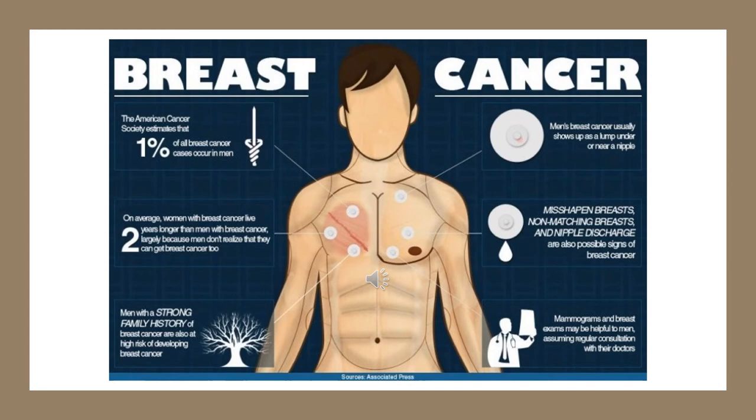Now, male breast cancer usually shows up as a lump under or near a nipple. Misshapen breasts, like non-matching breasts, or nipple discharge are also seen. Like I said in the previous slide, your nipple will start going inside rather than coming outside. So there's a possible chance that there's some kind of abnormality, and you must go and see an oncologist. These tests are generally done, and mammograms and breast exams may be helpful to know whether it is breast cancer or normal, to understand what your breast is about. Now we have discussed enough about male breast cancer. Next we'll talk about female breast cancer in the coming slides.